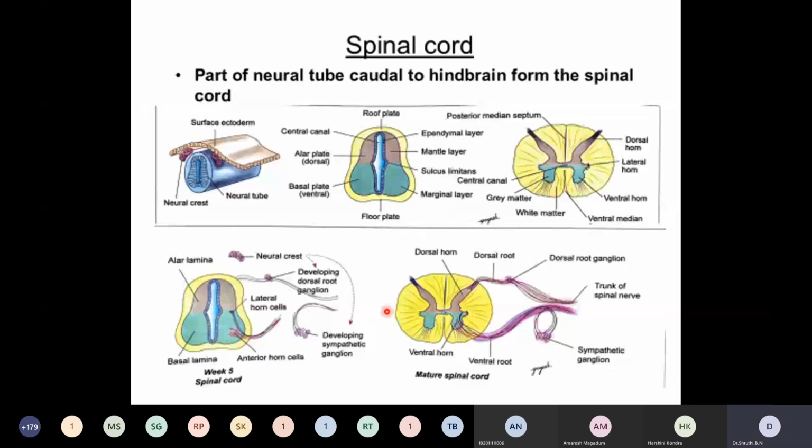So that is about the development of the neural tube, its cavity, flexures, and the neural crest cells. We'll see how the spinal cord is formed. The part of the neural tube caudal to the hindbrain forms the spinal cord. Okay, so the development occurs in 4 different phases.